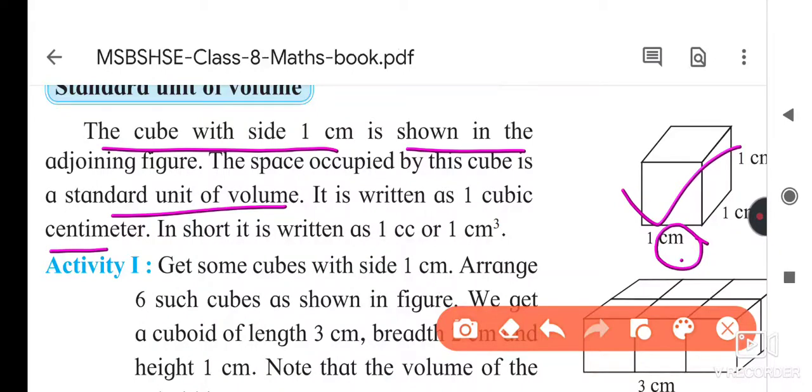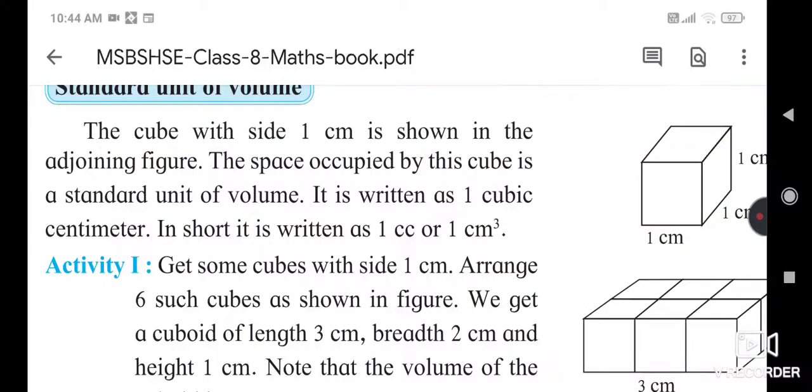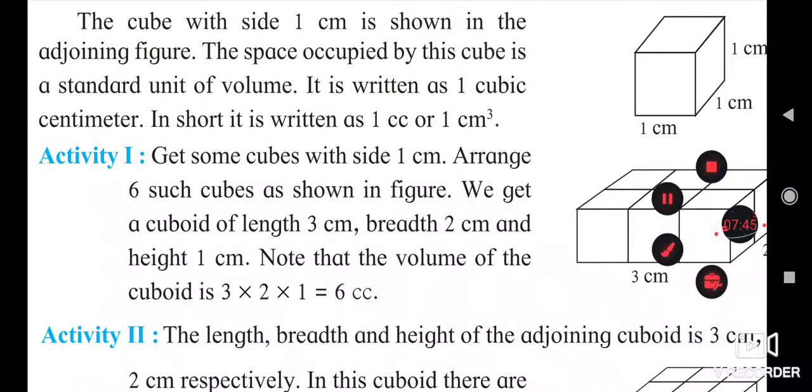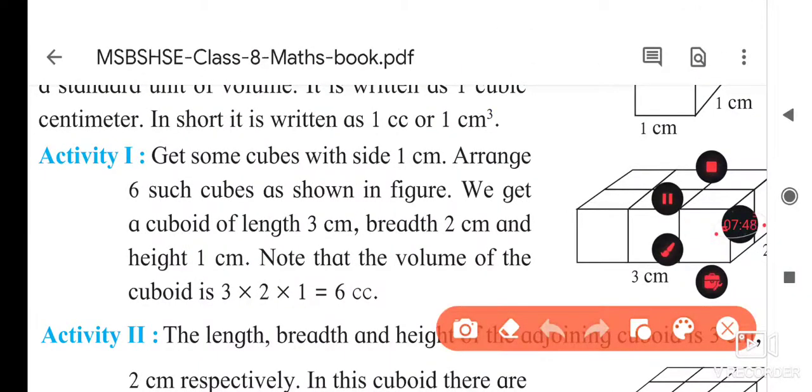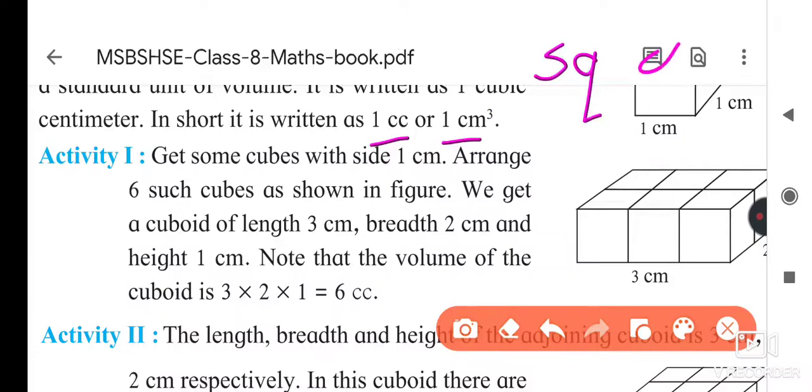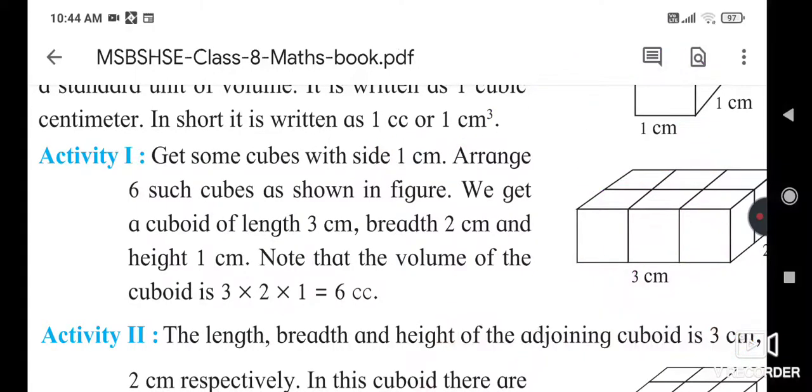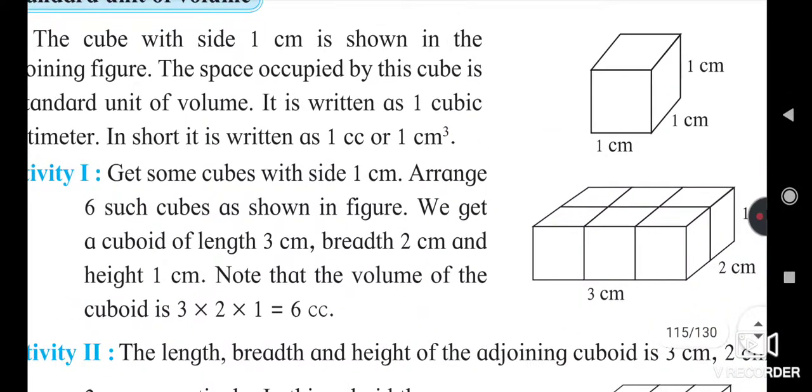How to find the volume of it? In short, volume is equal to 1 cubic centimeter, and cubic centimeter we can write as cc. C for cubic, C for centimeter. So 1 cubic centimeter is the volume of this cube. In the same way as we write square centimeter as cm square, we can write 1 cubic centimeter like that. Cubic means cube.